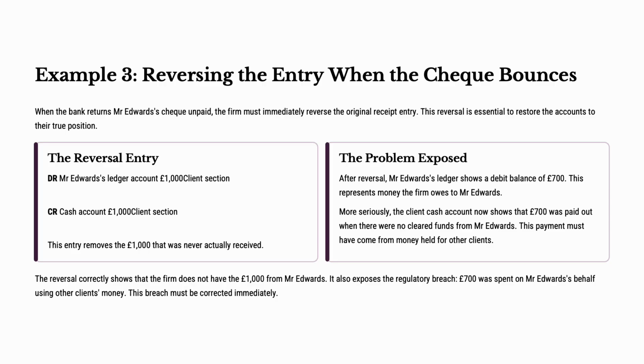So now let's look at example 3, reversing the entry when the check bounces. The bank then dishonors the check. The firm must reverse the original £1,000 receipt. So how do we do it? We need to debit Mr. Edwards ledger £1,000 client section and credit cash account £1,000 client section. This removes the £1,000 that never actually arrived. However, because £700 was already spent, the ledger now shows a shortage. The client ledger will be negative unless the firm corrects it.